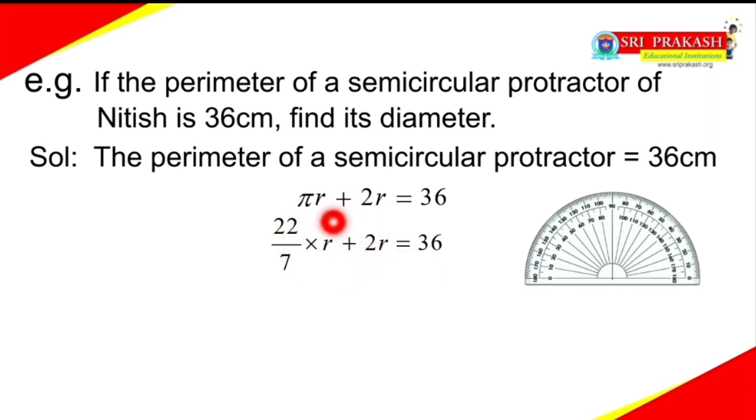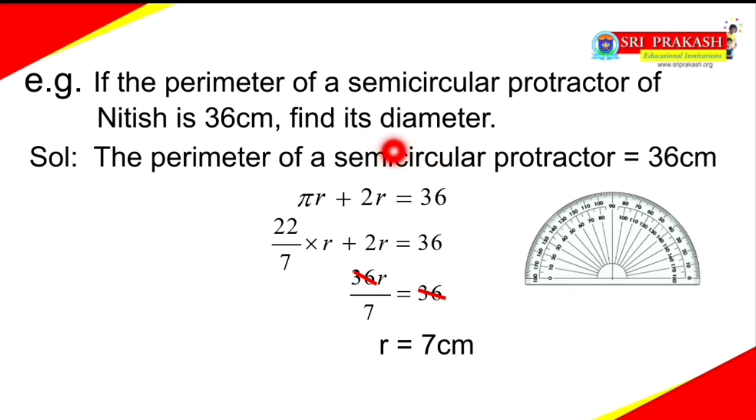Let us simplify it by finding the LCM. Then we get 36r by 7 is equal to 36. Now let us cancel 36 on both sides. Then it remains r is equal to 7 centimeters. Therefore, the radius of the protractor is 7 centimeters.